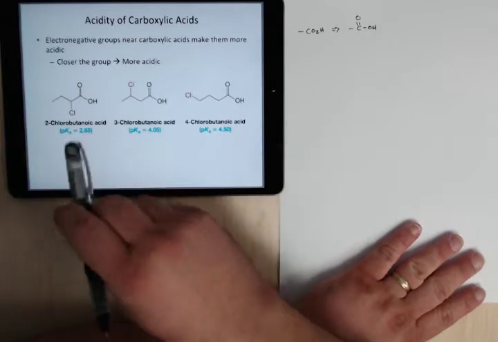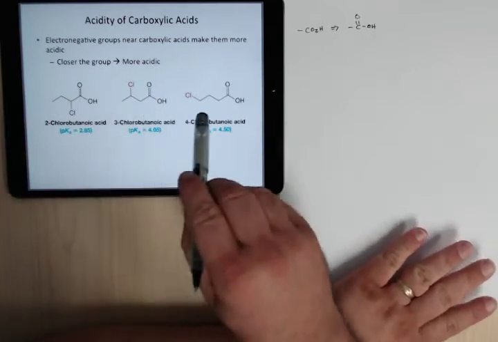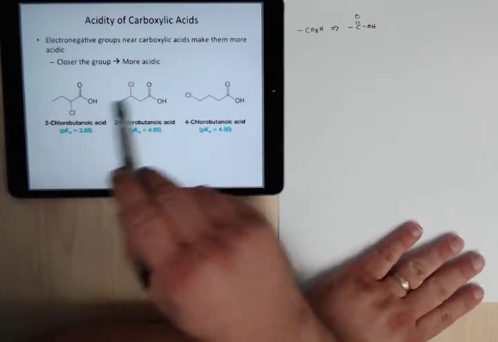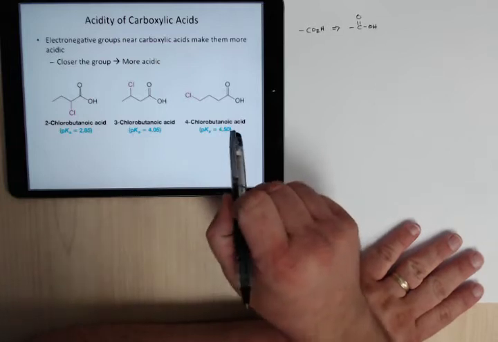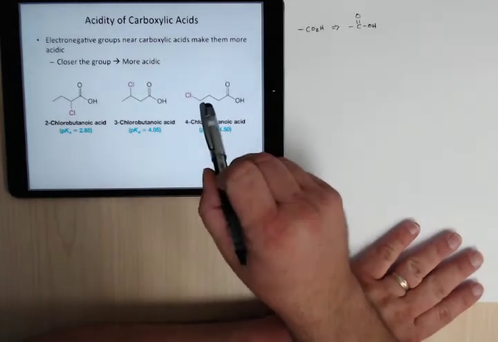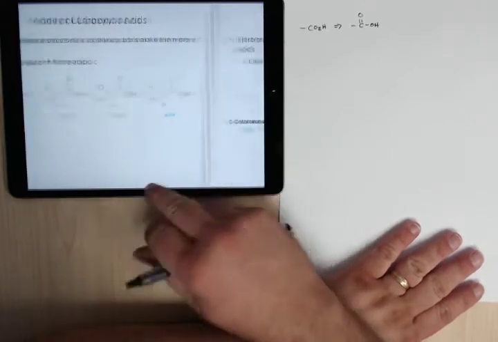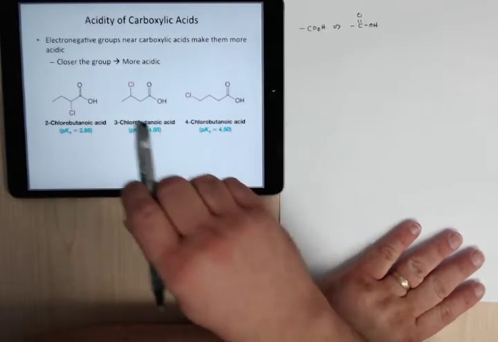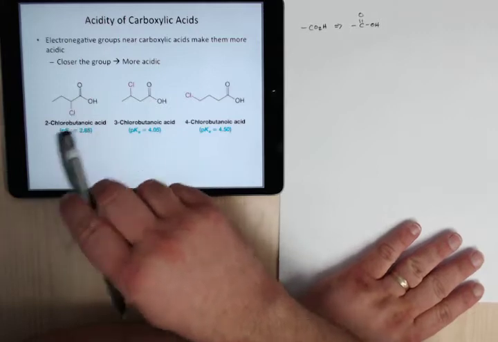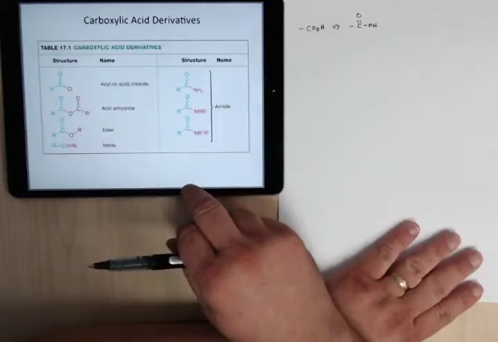So also distance makes a difference. The farther away, say, a chlorine is, the less effect it has. And it has a little bit, even way out here. Instead of the 2.8, it's more like 2.5. But as you move the chlorine closer, it becomes more acidic. So just something to remember.